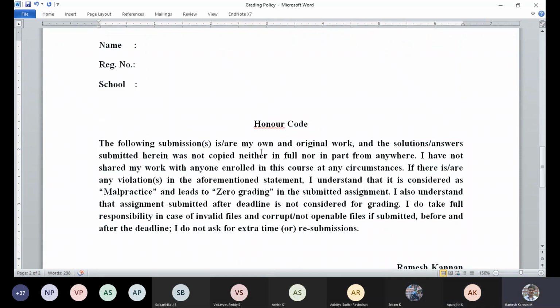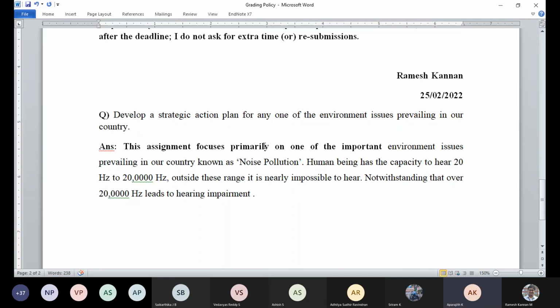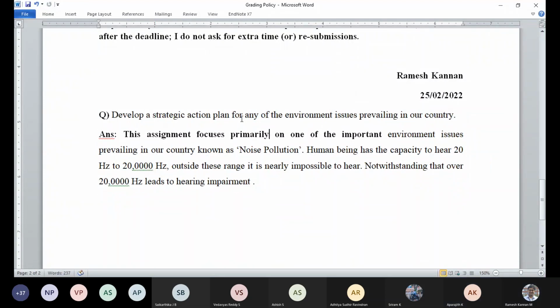Sorry for the interruption, sir. Can I ask a doubt? Can I pick any other hazard other than the three you mentioned, or should it be only from the three topics you have provided? For the strategy development for those environmental hazards, what are the three I mentioned? Industrial, you said. No, it is anything. The question is open ended. Any of the environmental hazards. Okay, sir, thank you, sir.